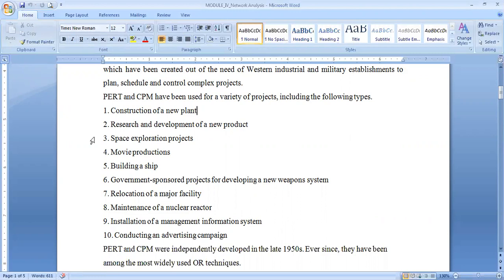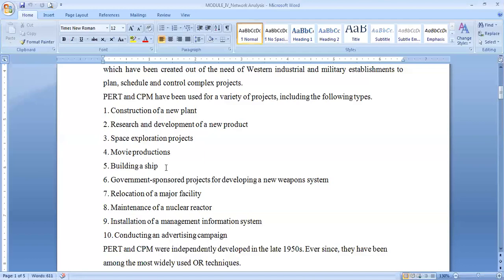Then the space exploration projects. In any space research organization, for a new project regarding space exploration, the PERT CPM techniques are used. Then the production of the movie. Again, as I've told, the production of the movie or the movie shooting is done at a particular location where all the required resources to shoot the movie are brought to that location. That also comes under a project. The management of that project uses the techniques of PERT and CPM.